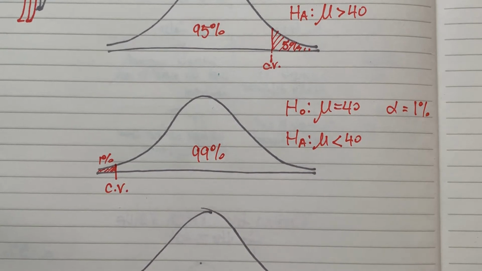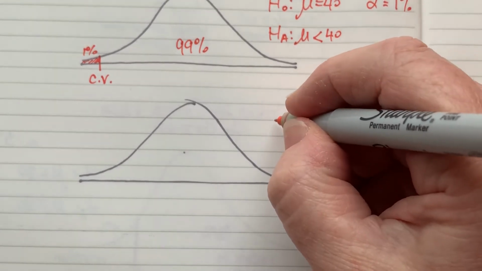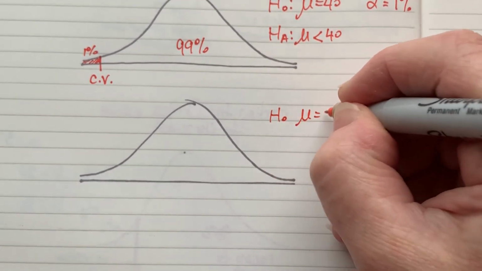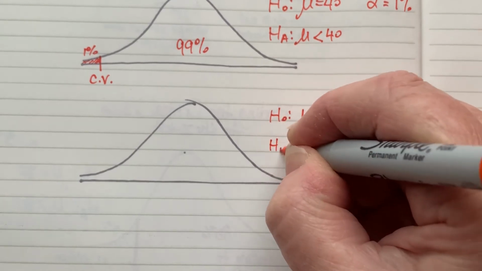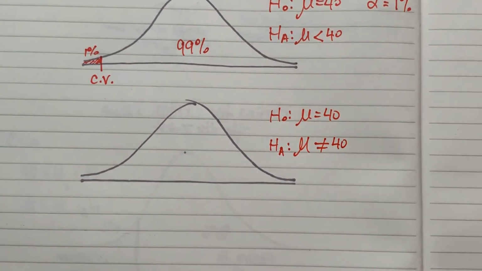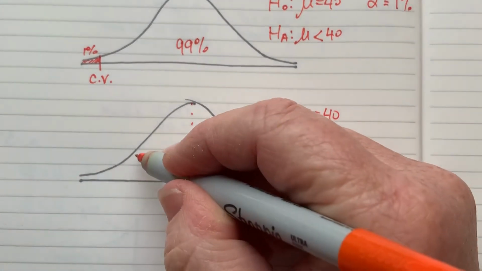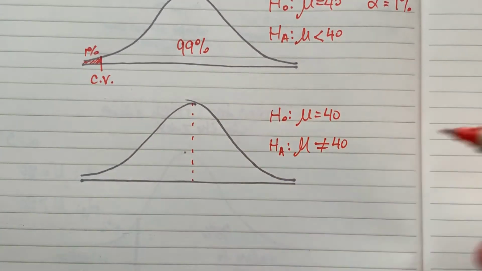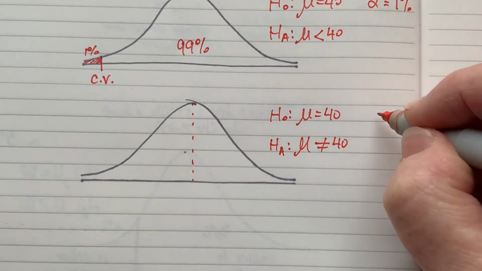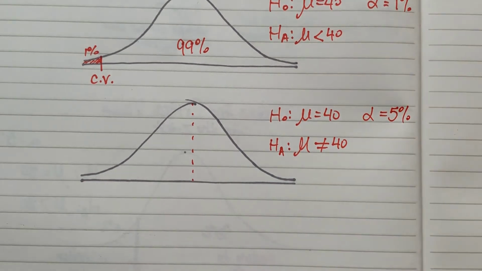Okay, let's talk really quickly about a two-tailed test. A two-tailed test is different because our null is going to be the same. It's mu equals 40. But our alternate hypothesis is actually going to be not equals 40. And if it's not equals 40, then if this is my 40, I am somewhere on the sides of it. And again, I need my alpha. Let's say that my alpha over here is also 5%, and we'll work with that.